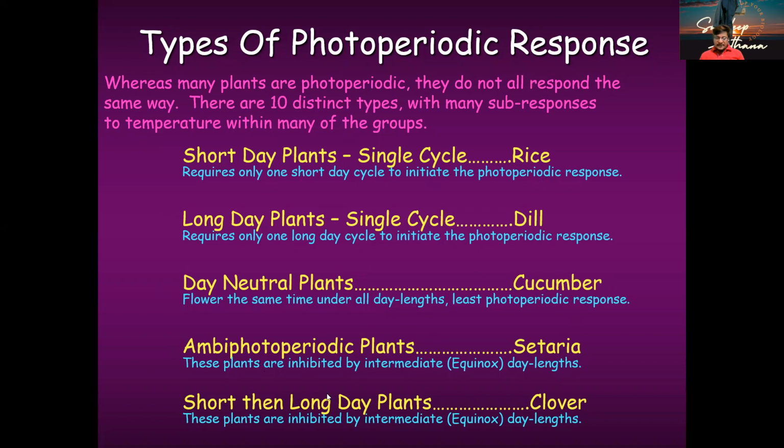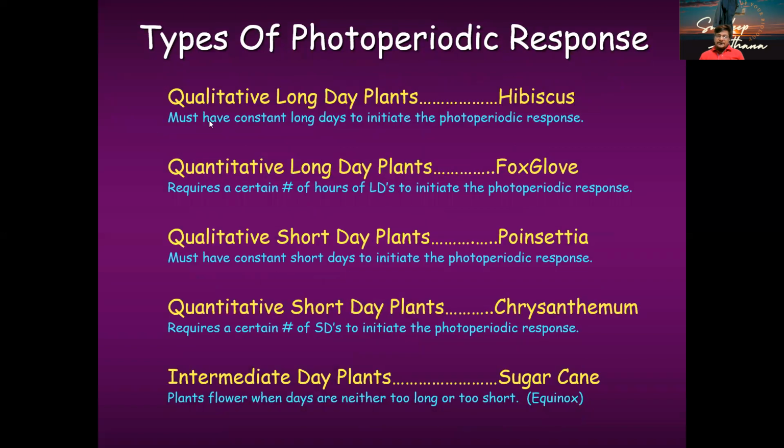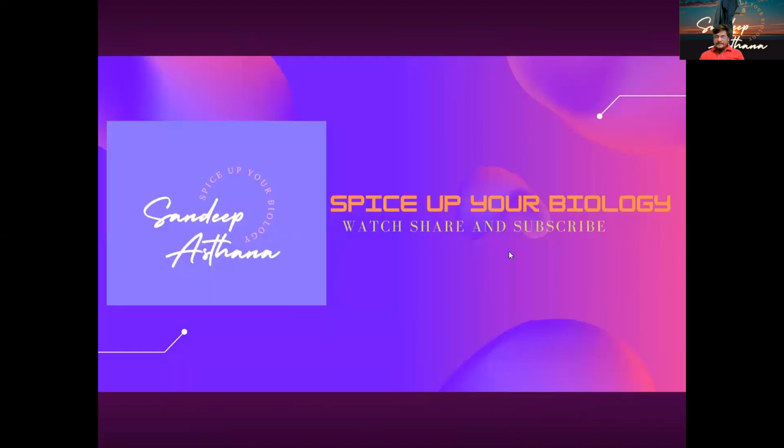Ambiphotoperiodic plants like Ceracia, these plants are inhibited by the intermediate day length. Short-long day plants like the clover. Similarly, the qualitative long day plants like the hibiscus, most of them need constant long days to initiate the photoperiodic responses. Quantitative long day plants like the foxgloves. Similarly, the qualitative short day plants like Xanthium.